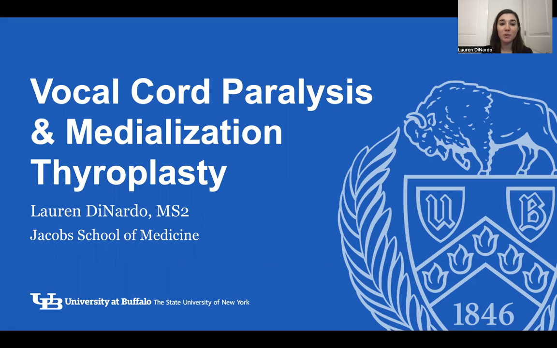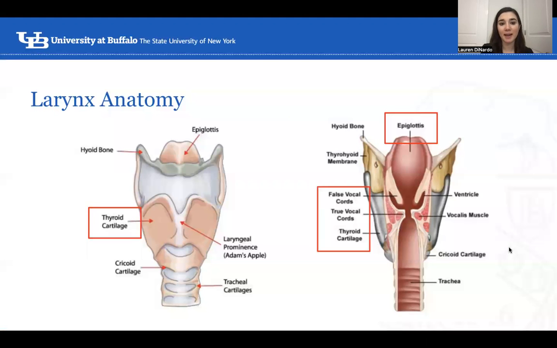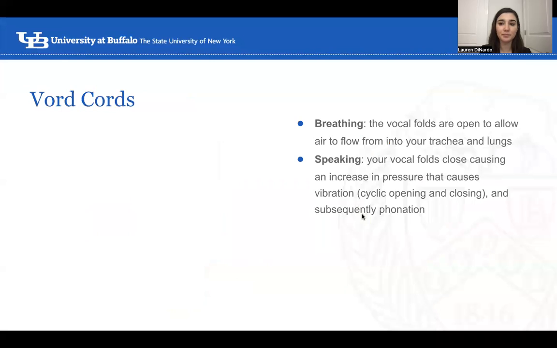Today, I'm talking about vocal cord paralysis and medialization thyroplasty. To start with some larynx anatomy, the structures we want to keep in mind and focus on in today's talk are the thyroid cartilage, which is on the front of your larynx and also a little bit on the back, as we can see here, and then your false vocal cords, which are important for protecting your larynx, and your true vocal cords, which are important for phonation.